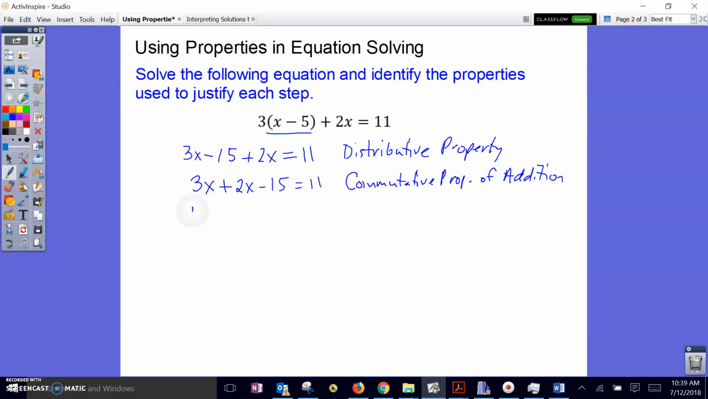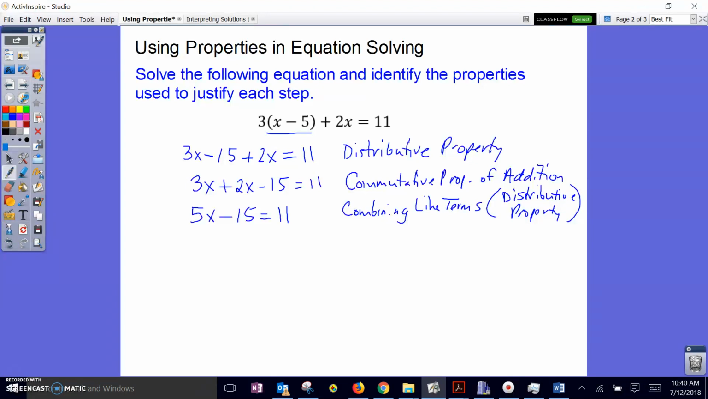And then we're going to add those x's together. 3x plus 2x gives me 5x. And that's combining like terms. Which again, if I was getting really technical, we could say that that's the distributive property working in reverse. But I'll be happy if they call it combining like terms.